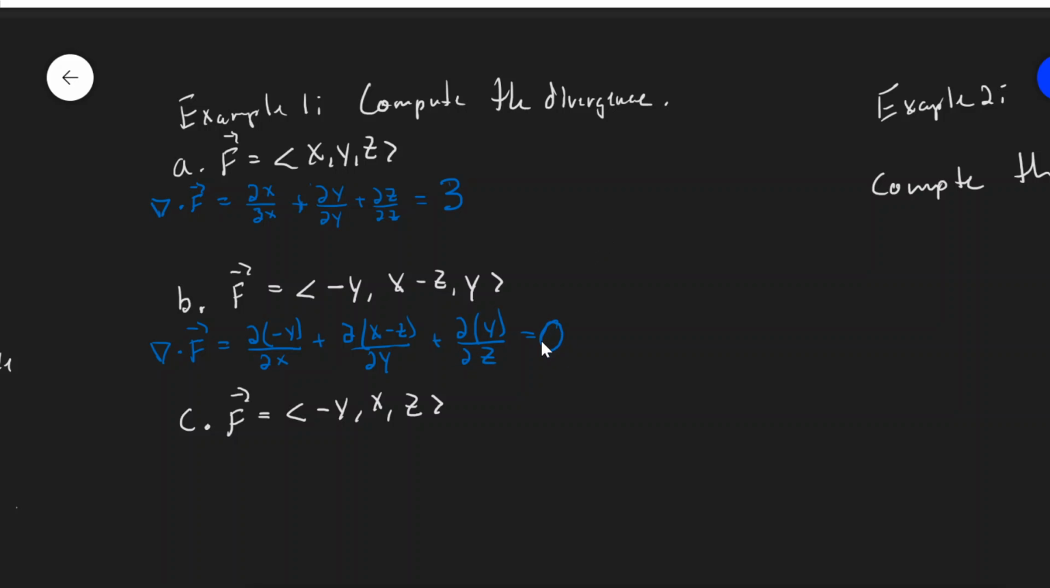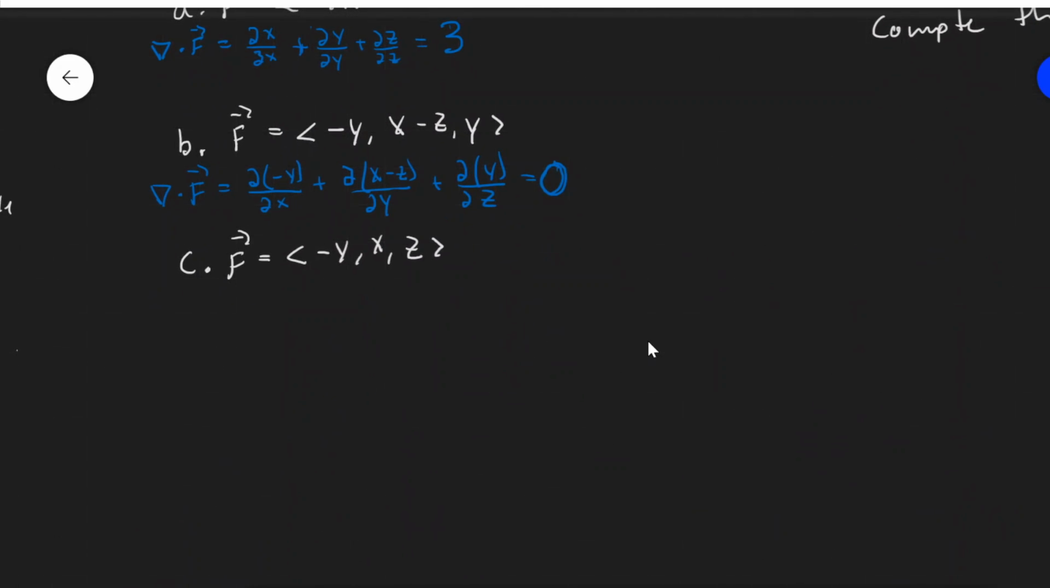So this is 0. And this is what we would expect from a rotation field like this one. Rotation fields have no divergence. They're not expanding out. They're just rotating. And we can see that with this calculation. So lastly here, we have a variation of a rotation field, only it's sort of spiraling upwards because of this z component. So let's see how this works out.